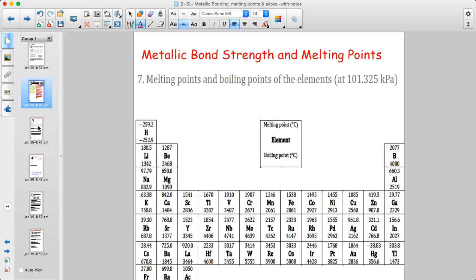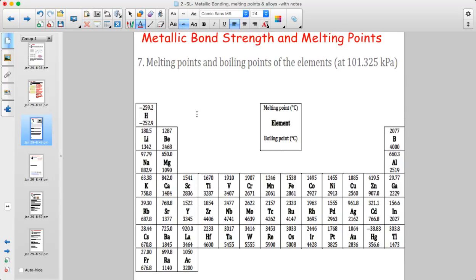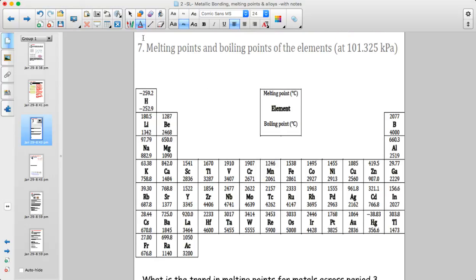But anyways, the point of this video is on metallic bond strength and melting points. So this is a table in the data booklet, table 7. It lists melting points on the top of each box and boiling points on the bottom of each box. There are two melting point trends that you're expected to be aware of for the metals.